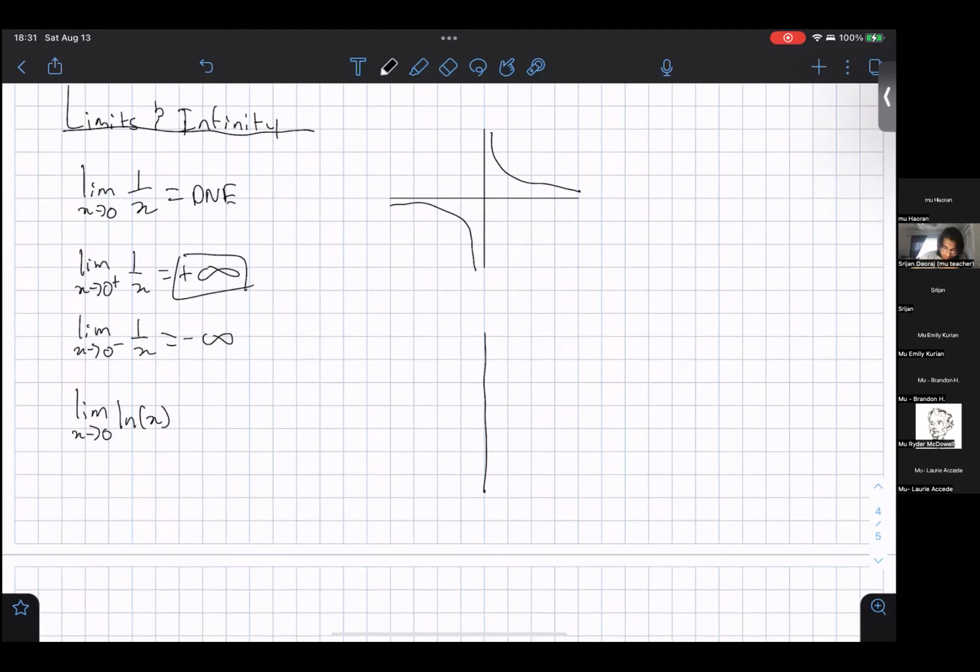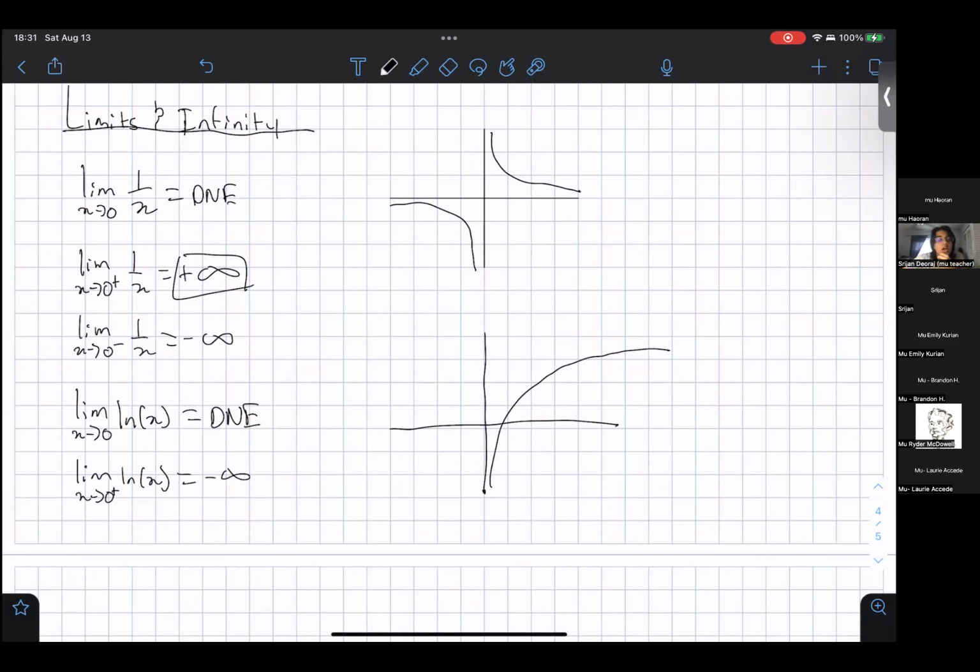if you look at the graph of ln of x, it looks something like this. And so there's nothing here, there's no graph for it to have a value even. So this does not exist, but we can define a limit from the right hand side, and that's going to be negative infinity.